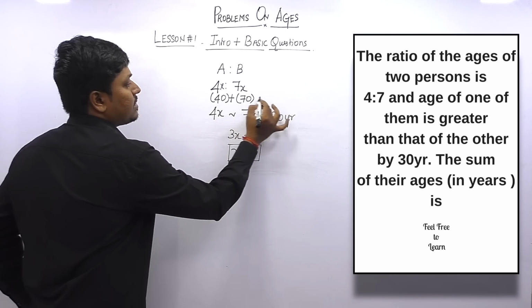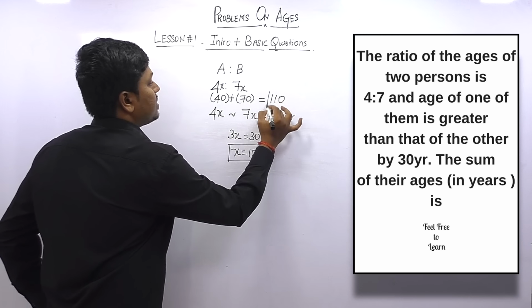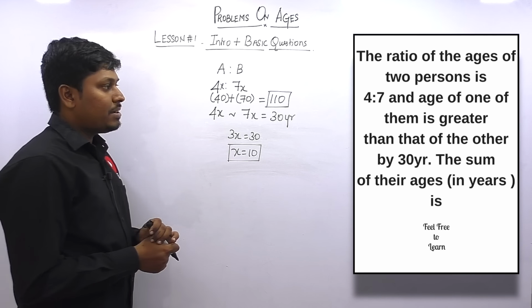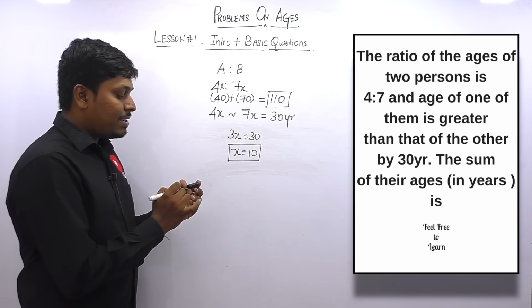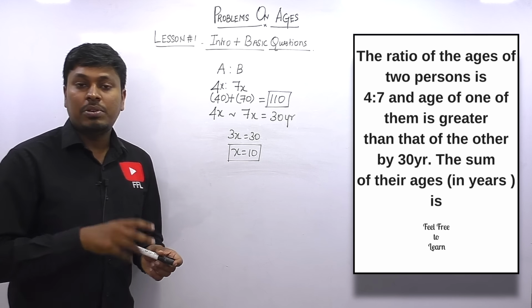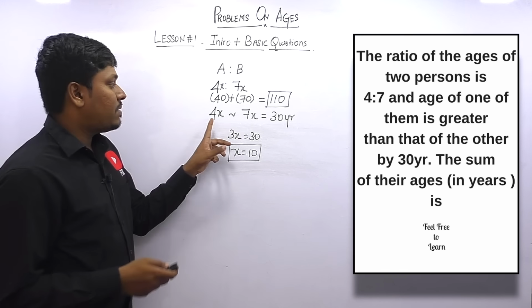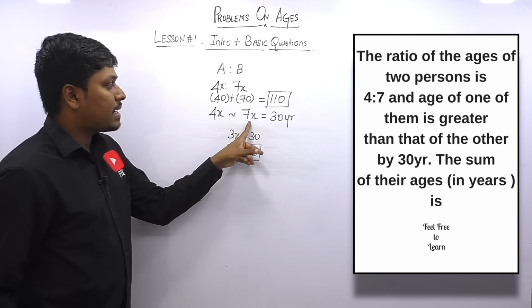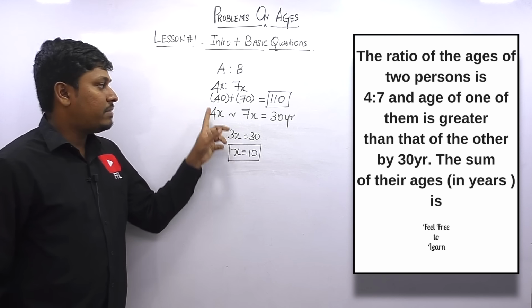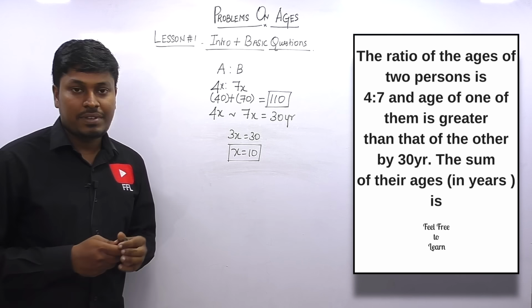So 40 plus 70 will be 110. So 110 will be the sum of their ages. It's really simple, right? They are saying that one person's age is 30 years greater than the other, which means the difference of both the persons' ages is 30. So that's what we have taken. The difference of the first person and second person is 30, and we found the value of x is equal to 10. And then we have substituted here to find the sum of their ages.